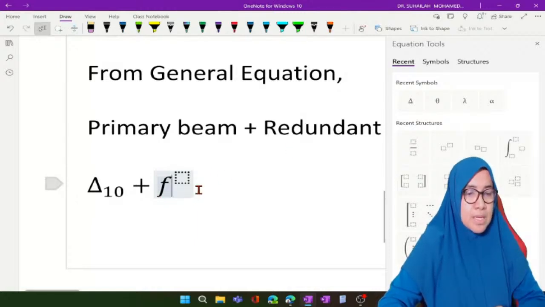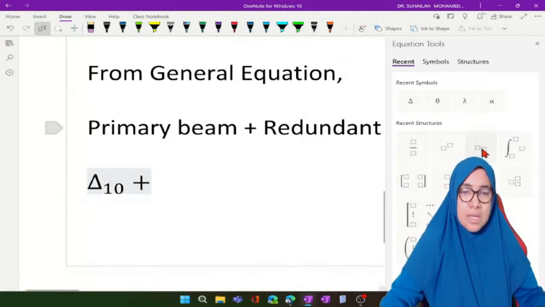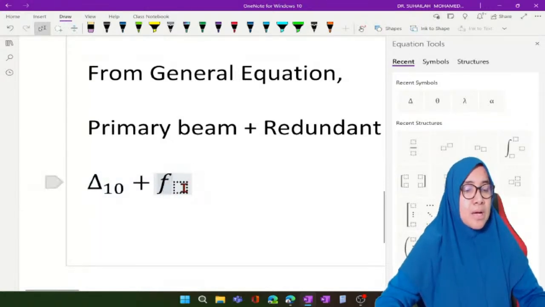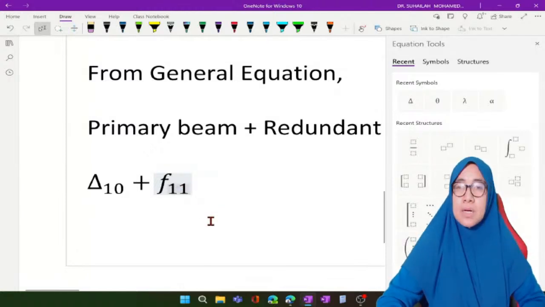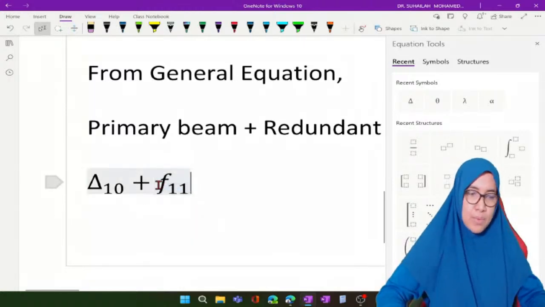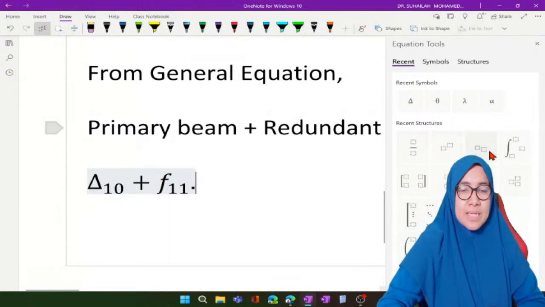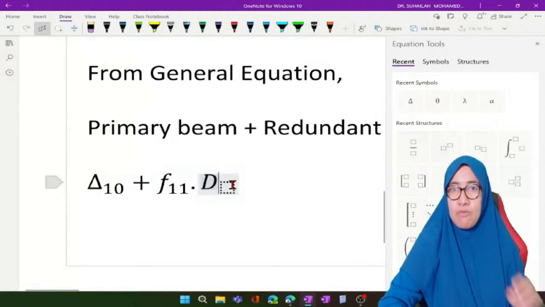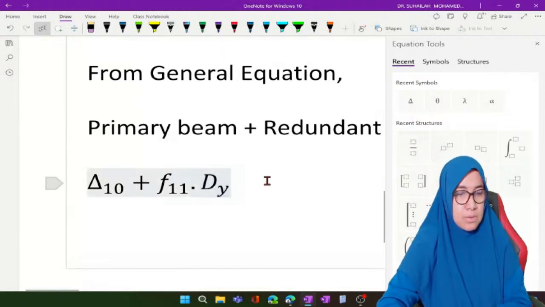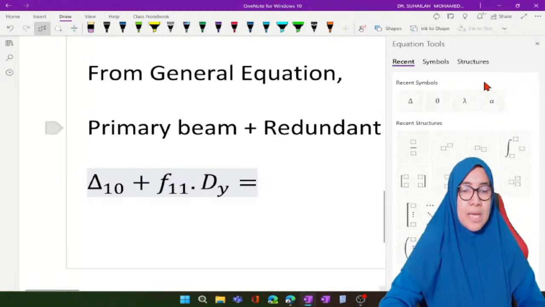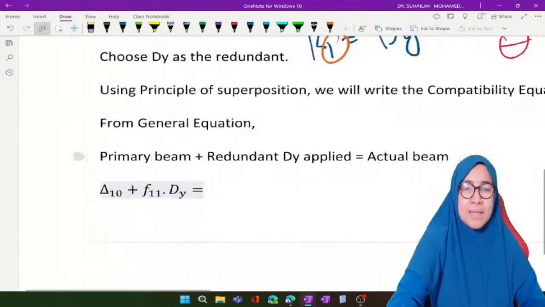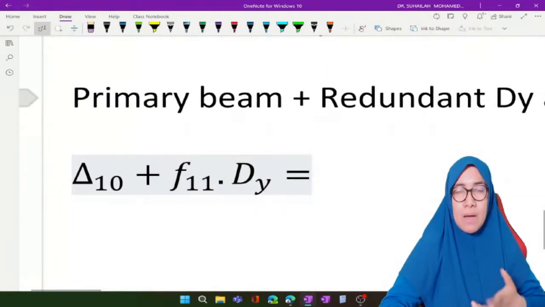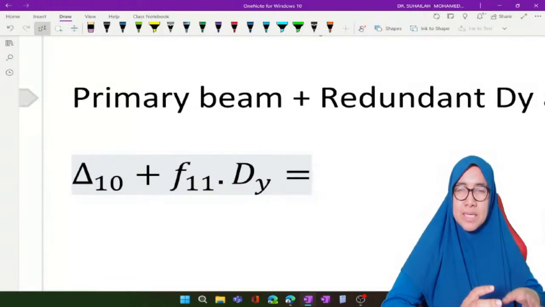Okay, now it is F. Okay, F 1 1. Okay, 1 note and 1 1. Okay, we have to multiply with the redundant. Redundant is dy. So it's best to put dy instead of R1, we put dy here. And this one is equal to the settlement. Without settlement, this equation is equal to 0.